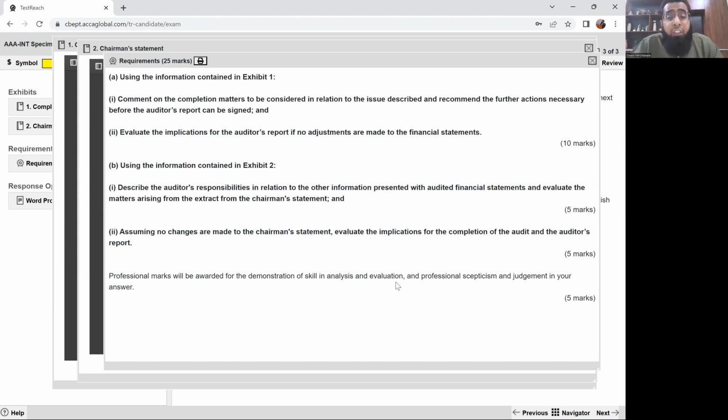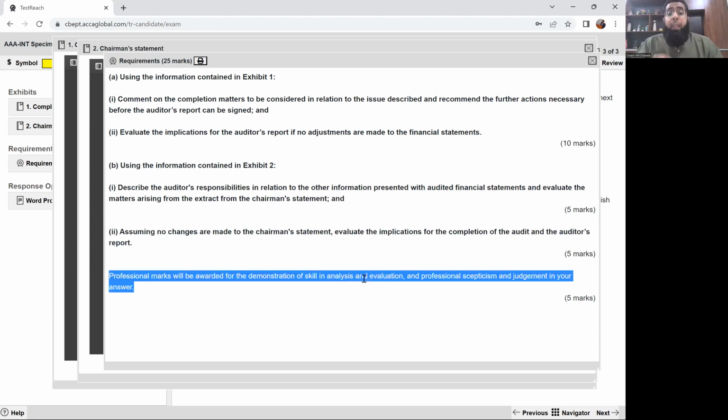So what about the 5 professional marks? You all know that professional skill marks are not a separate requirement. You just answer the auditing requirements. What you need to make sure is that while you develop the answer, it is developed in a professional manner. What is professional manner? Relate to the scenario well, do good analysis, evaluation, skepticism if there is any data which needs to be questioned, make a good judgment. Judgment means that where you feel that this is misstated, you should write that down.